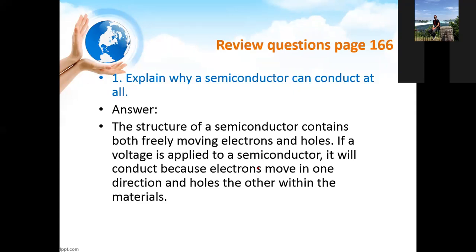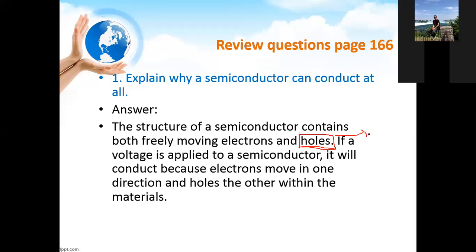So let's answer our question: why can a semiconductor conduct at all? Because the structure of the semiconductor contains both freely moving electrons and holes. Holes are represented by positive charge. Remember, normally protons do not move inside of an atom, right? But here for semiconductors, the charge carriers are electrons and holes.